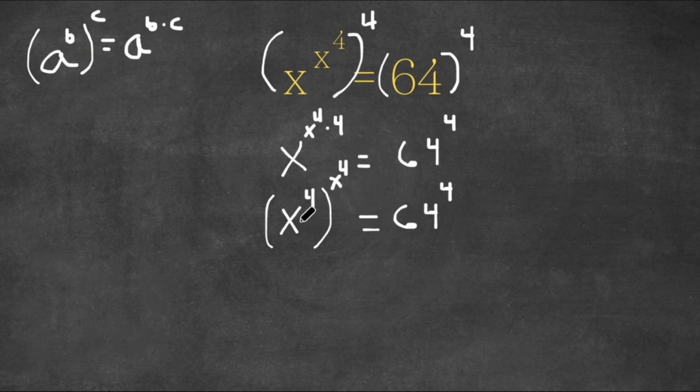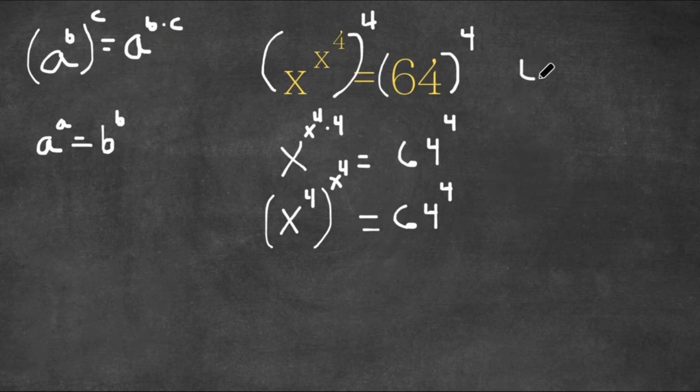Well, I actually want to convert this equation so that it's in the form a to the power of a equals b to the power of b. Because if it is in this form, then we could just set a equal to b. So we already have x to the power of 4 to the x to the power of 4, so we already have a to the power of a. Now we just need to convert 64 to the power of 4 so that it's in the form b to the power of b.